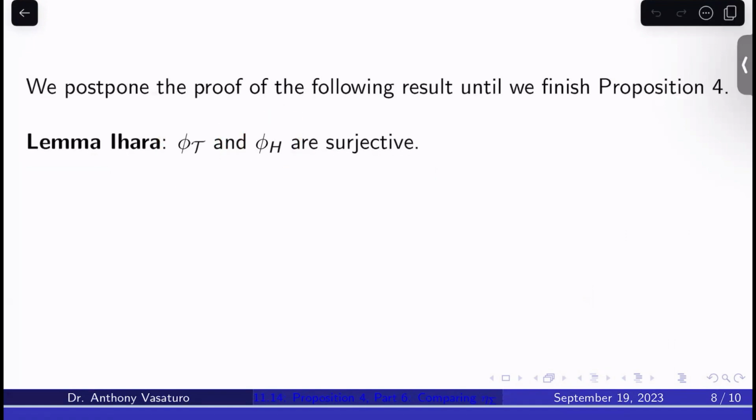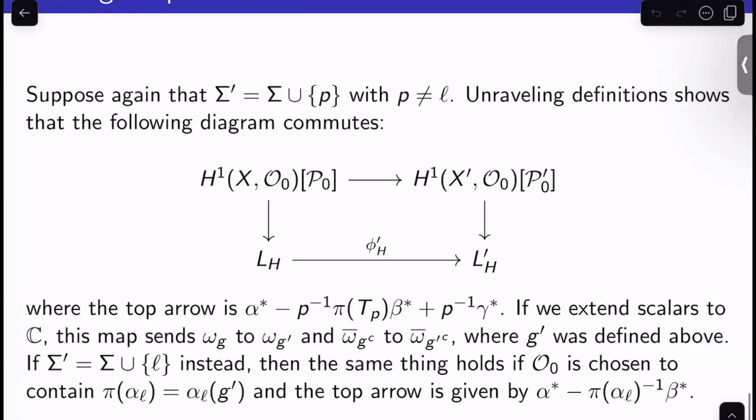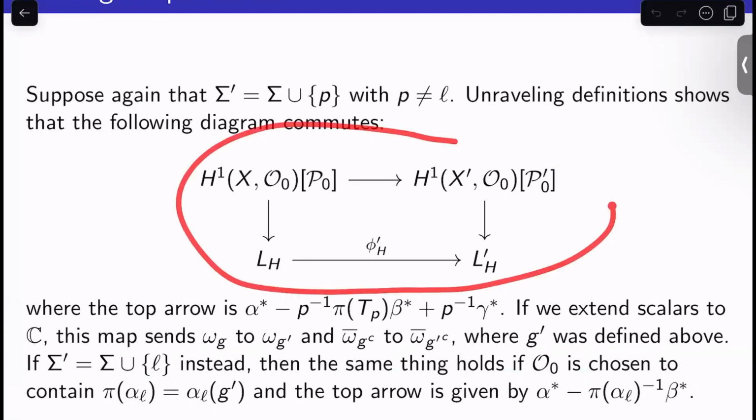Okay, if you give me this, I can prove proposition 4 now. Again, for simplicity, let's suppose that sigma prime is just sigma union 1 prime p, where p isn't L. If you unravel definitions, you see that the following diagram commutes.